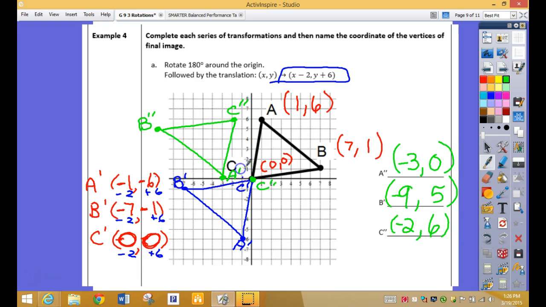That one is my new A. There we go. Now it looks like we slid it up. We translated it. Do those match? Is A at negative 3 and 0? Yep. My B is at negative 9 and 5, and my C is at negative 2 and 6. Perfect. See, so you can do them either way, by sliding them on the graph or subtracting from your coordinates.